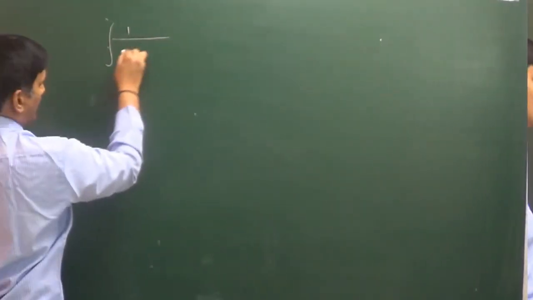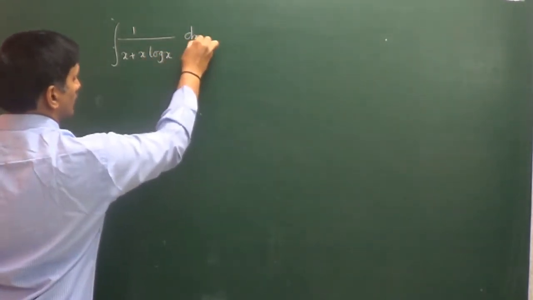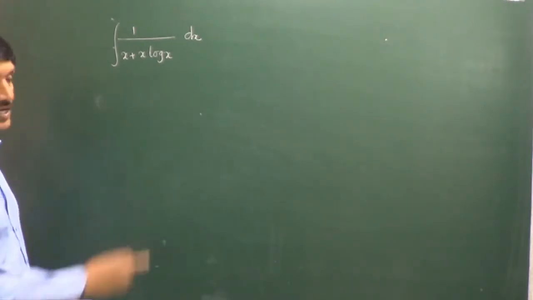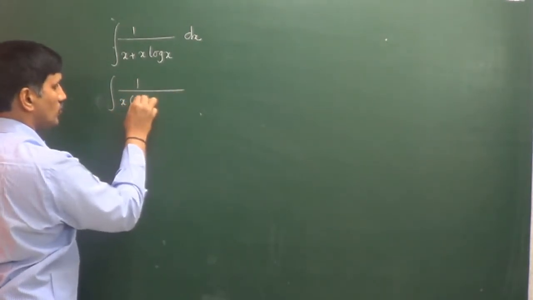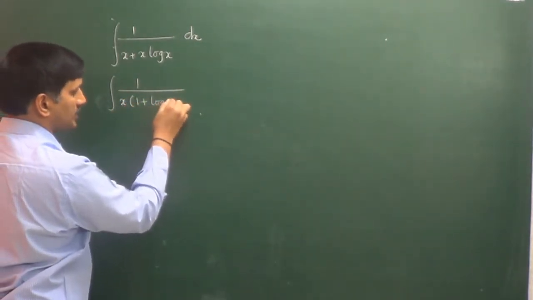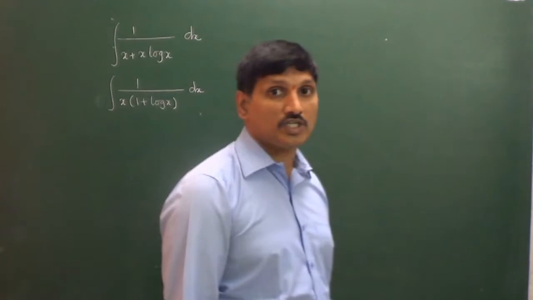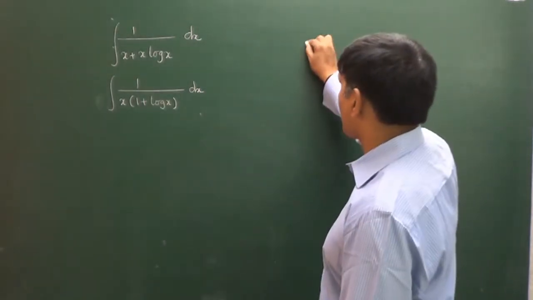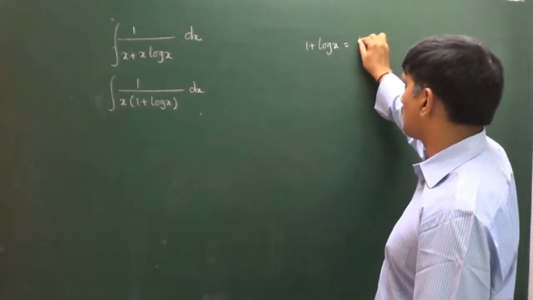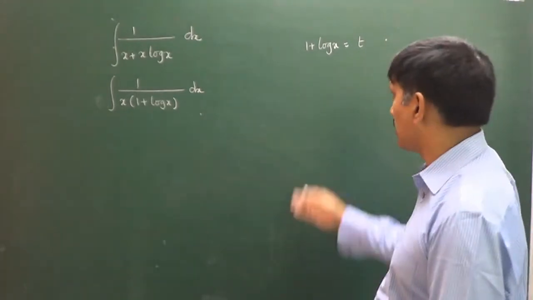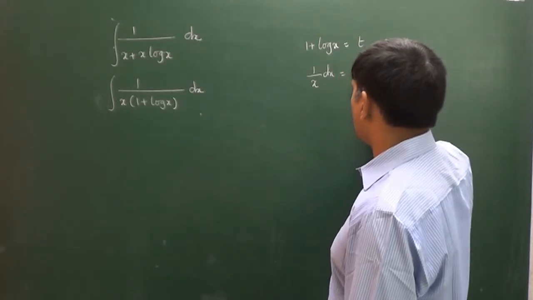Integration of 1 by x plus x into log x, that is, integration of 1 by x plus x log x dx. That we can write as 1 by x into 1 plus log x, taking x common. So now what substitution do we have to take? We have to know the differentiation of 1 plus log x. The differentiation of 1 plus log x is 1 by x. That's why we take the substitution 1 plus log x is equal to t. Now its differentiation: 1 by x dx is equal to dt.